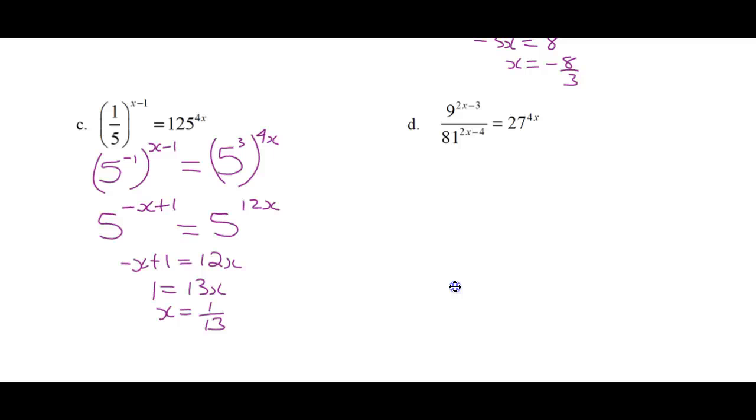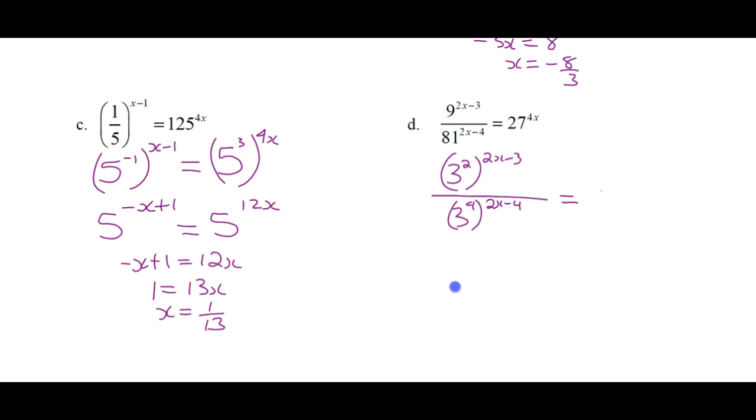If it was just 9 and 81, we could go with powers of 9. Okay, but it's not. So what's 9 as a power of 3? 3 squared. So we've got 3 squared to the 2x minus 3. What's 81 as a power of 3? 3 to the 4. Okay, and we put them in parentheses, right? It's 3 squared, right? We're saying this is the 9, this is the 81, to the 2x minus 4.